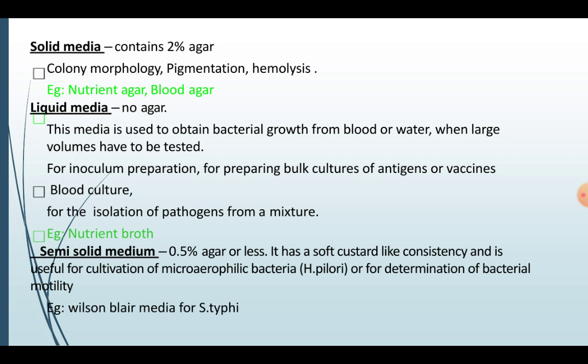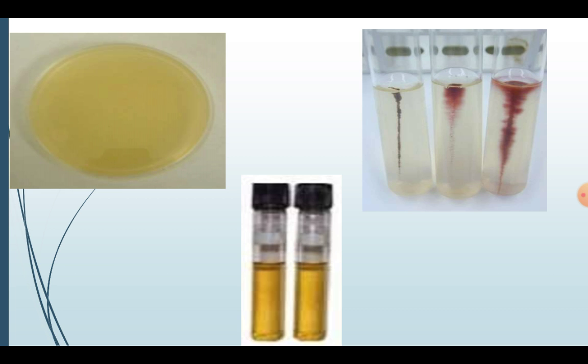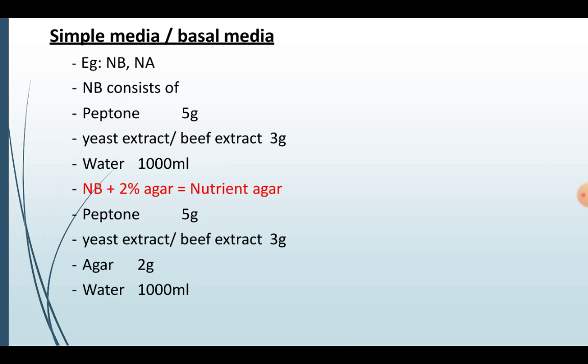Example, nutrient broth. Semi-solid medium has 0.5% agar or less. It has a soft custard-like consistency and is useful for cultivation of microaerophilic bacteria like H. pylori or for determination of bacterial motility. Example, Wilson Blair media for Salmonella typhi. These are the pictures. Simple media or basal media.